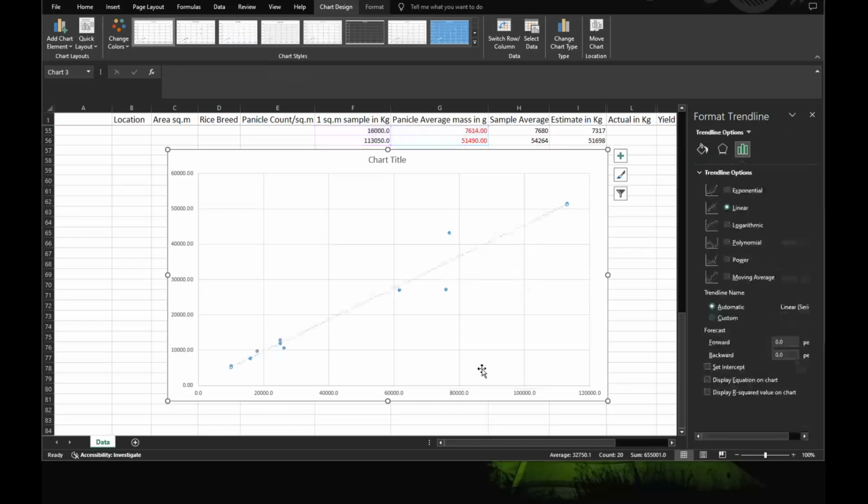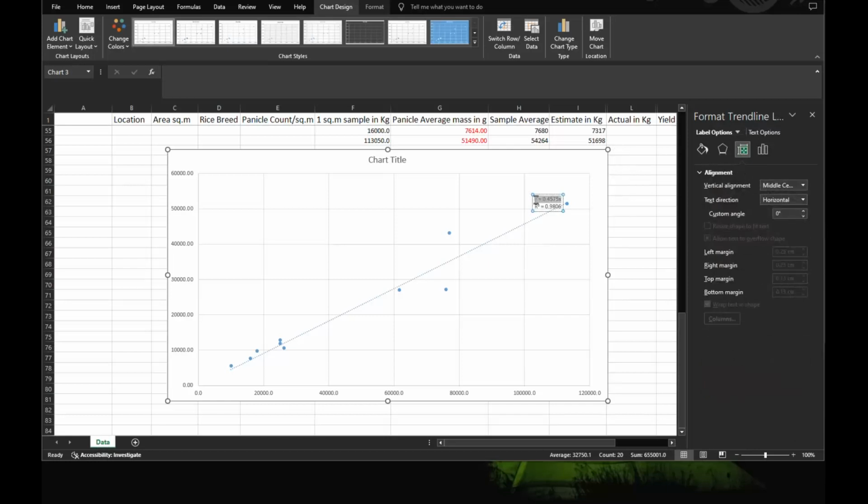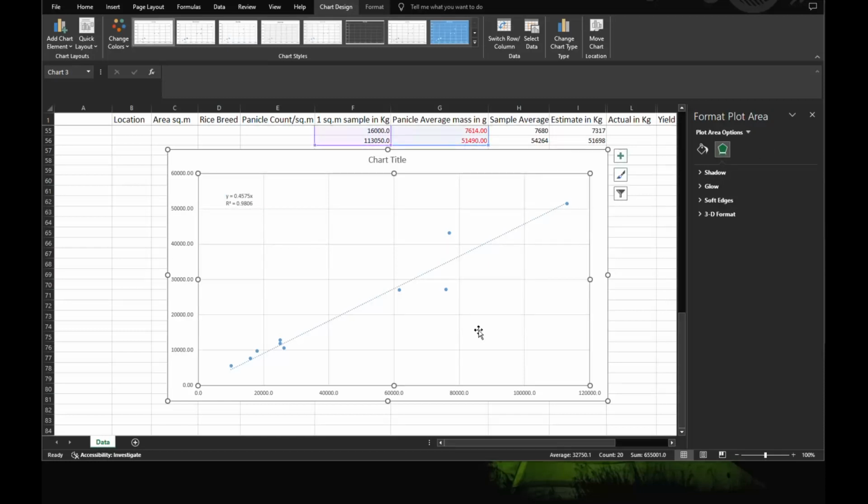Okay. Add trend line. Set intercept to 0. Linear display. Move that out of the way. Okay, I guess I can't make it any bigger. Anyway, so the trend value, y, is the yield, close to actual yield.